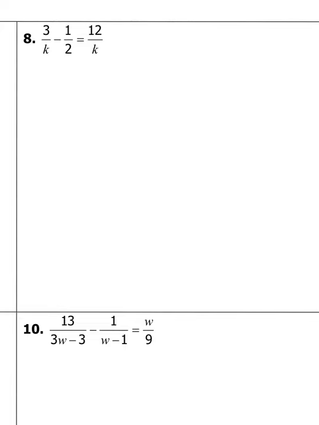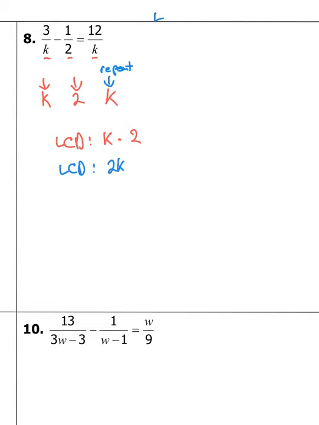So now I'm saying to myself, I need to make all these denominators the same. So let's factor the denominators. The first one's just a k, the second one's just a 2, and the last one's just a k. So my LCD would be k times 2. Oh, this is a repeat, which means I don't have to write it. It's already written there. So my LCD is just k times 2, or 2k. That is my LCD. So let's get rid of these.